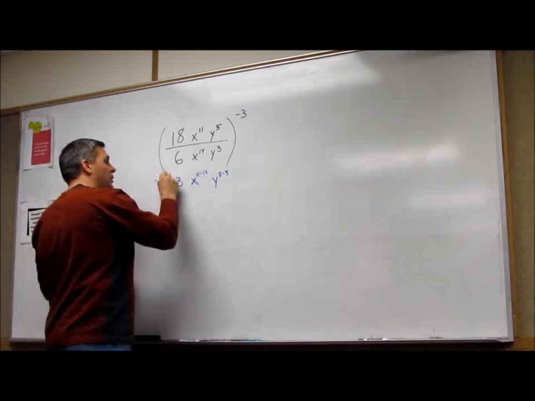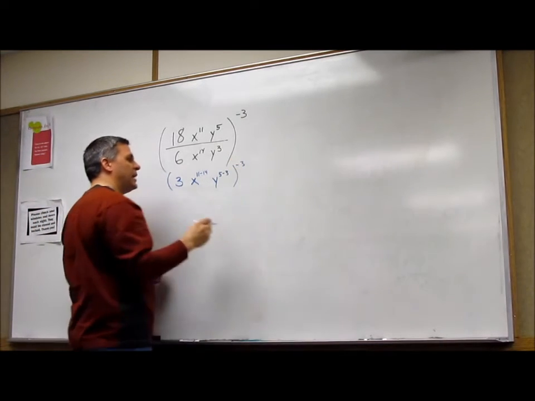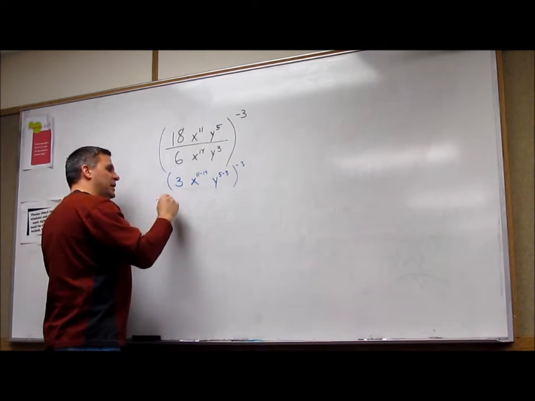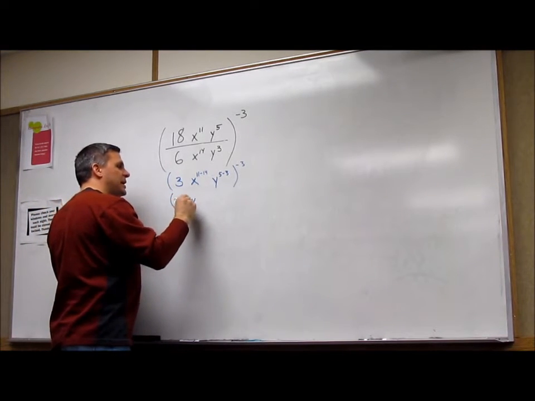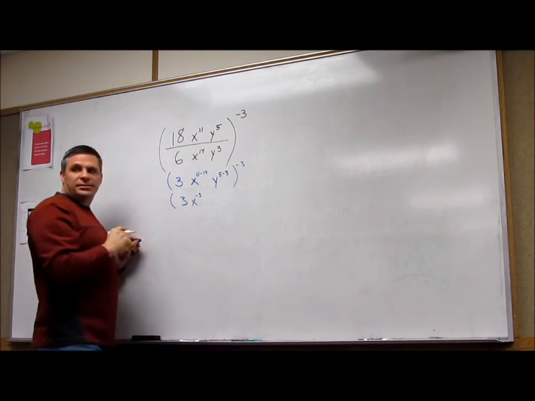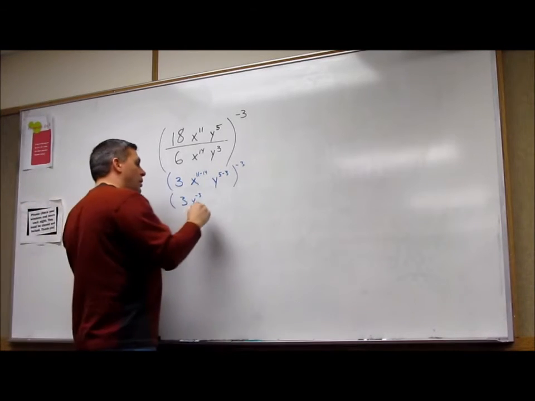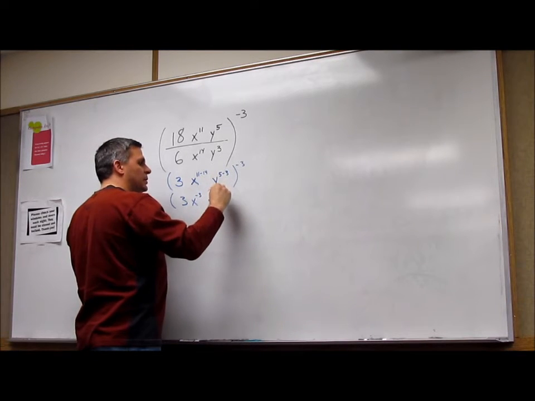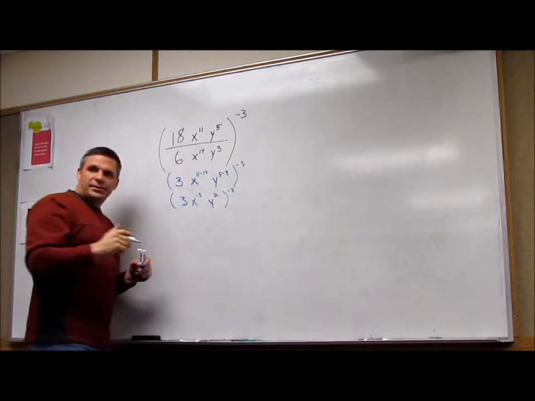Okay? And then you still have that negative 3. And I'm going to keep it in blue because it's still the same step, really. And I have 3 to the x to the negative 3, y to the positive 2, to the negative 3.